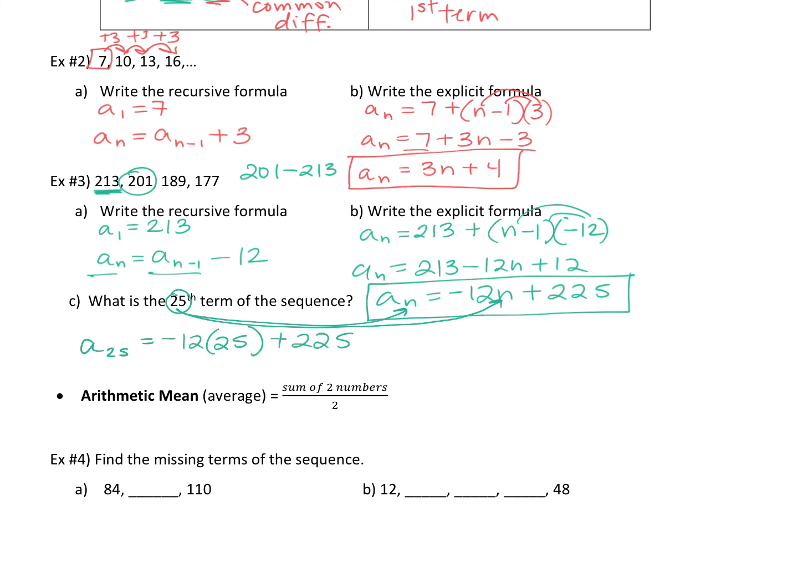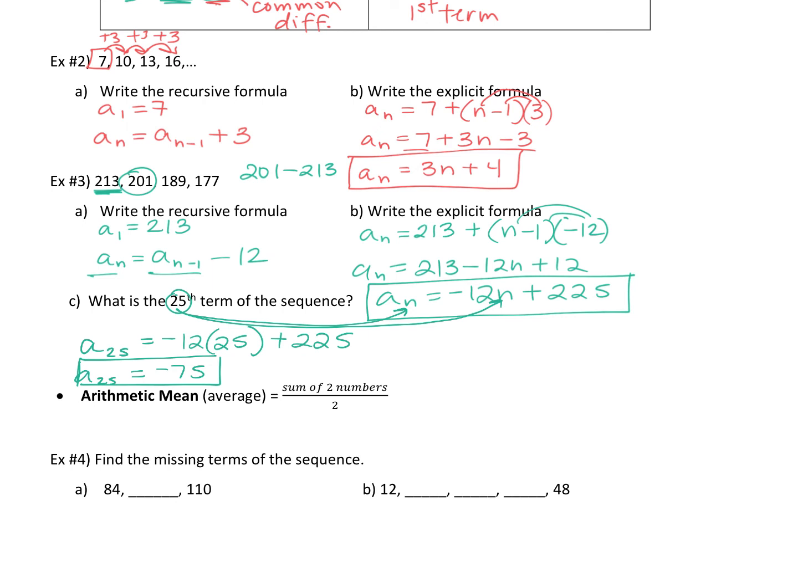Please feel free to use your calculator every single time on these. What do you get? Oops. So your 25th term is? What is it? Negative 75. Any questions on that? Okay.